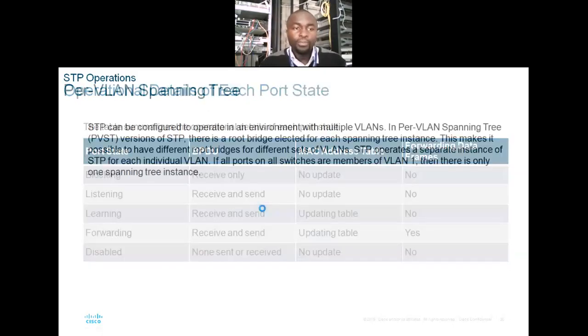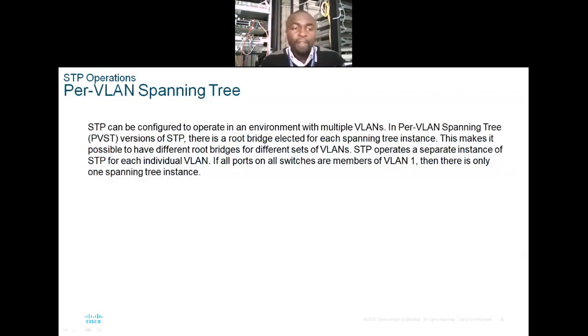All right. Now let's look at Per-VLAN spanning tree. Spanning tree can be configured to operate in an environment with multiple VLANs. In Per-VLAN spanning tree versions of STP, there is a root bridge elected for each spanning tree instance. This makes it possible to have different root bridges for different sets of VLANs. STP operates a separate instance of STP for individual VLANs. If all ports on all switches are members of VLAN 1, then there is only one spanning tree instance.